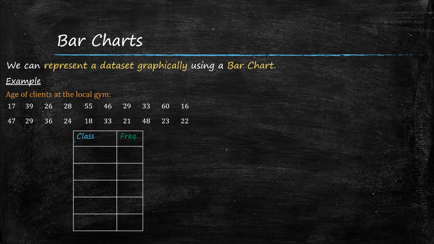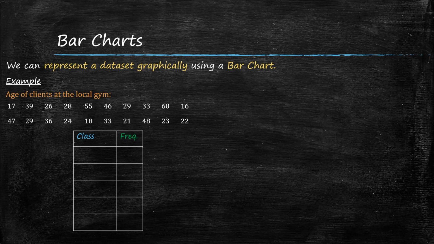Okay, let's take a look at bar charts. I'm sure a lot of you are familiar with bar charts, but we can use bar charts to represent a data set graphically. So let's take an example. Let's look at the age of clients visiting a local gym, the example we used in a previous topic. If you look at this data set, we can create a frequency table for this data set.